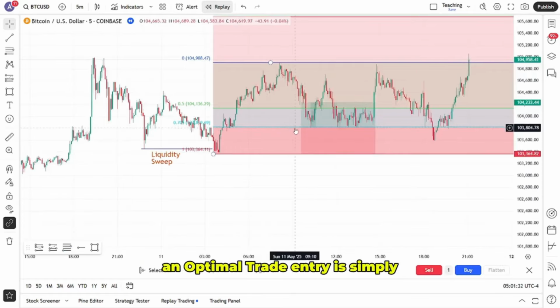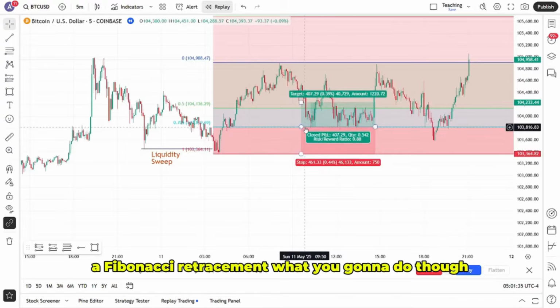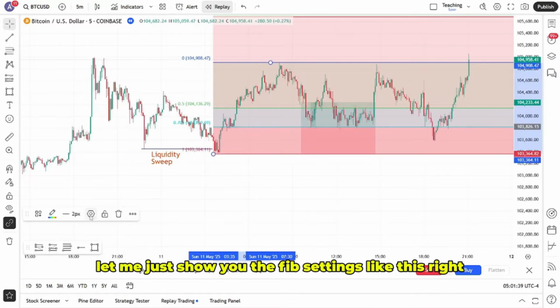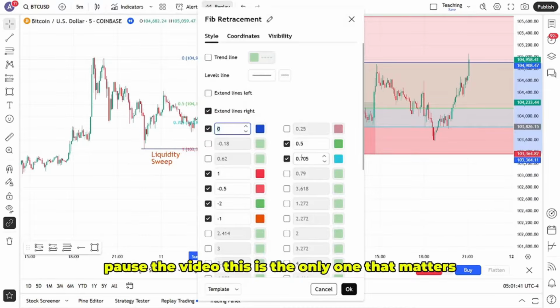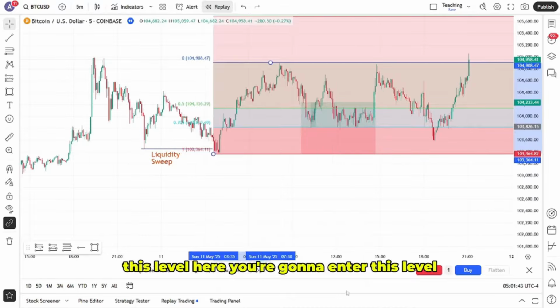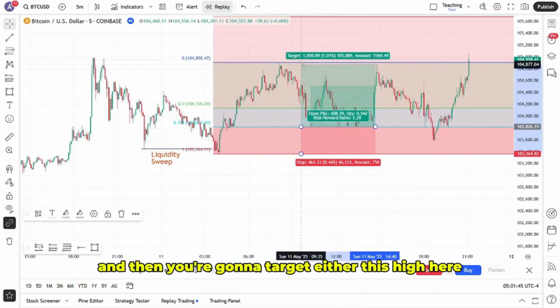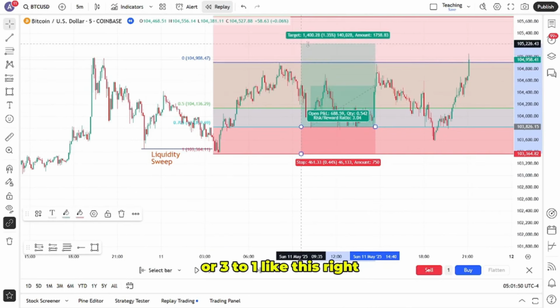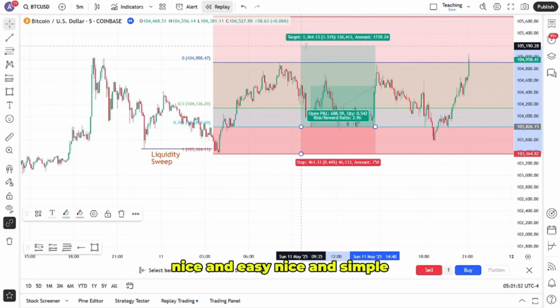An optimal trade entry is simply a Fibonacci retracement. What you're going to do, though, is enter at the 0.705 level here. Let me just show you the Fib settings, like this. Right, pause the video. This is the only one that matters, this level here. You're going to enter at this level, and then you're going to target either this high here for an easy bread and butter trade, or 3-to-1. Like this, right? Nice and easy, nice and simple.